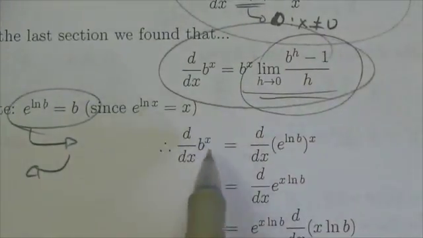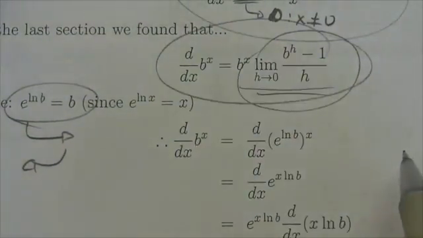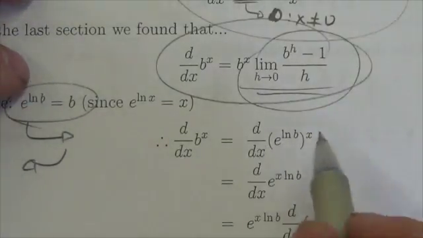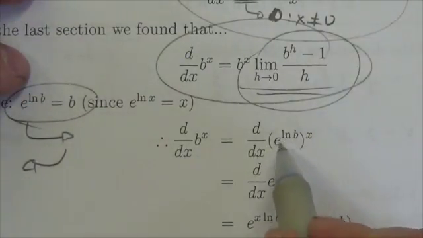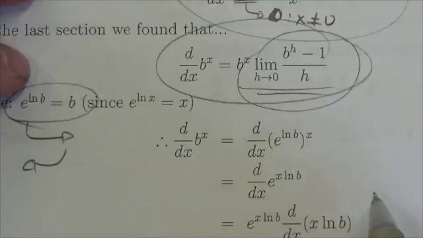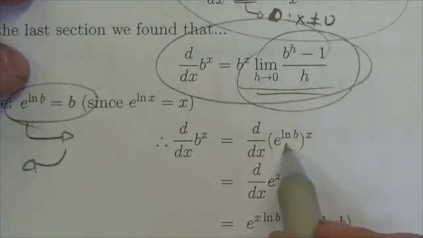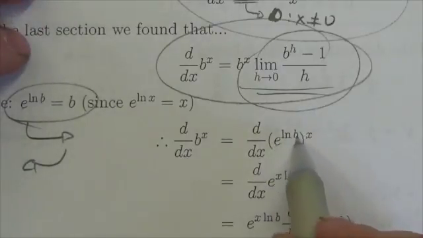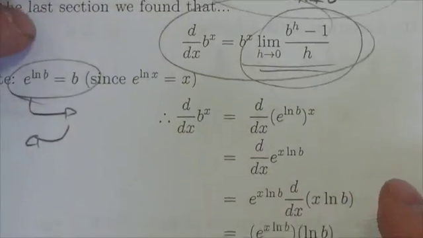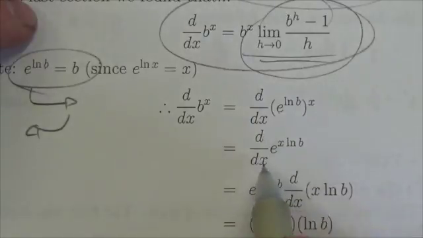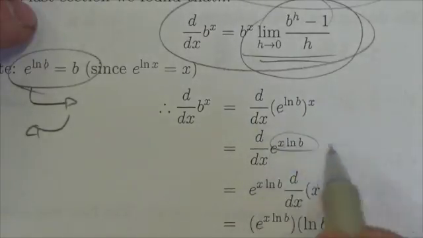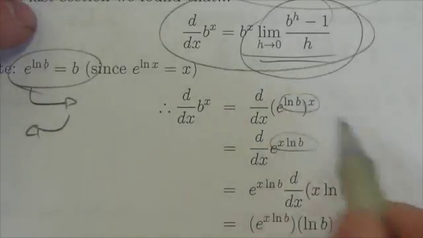What we're going to do is take a look at the derivative of b to the x, and we're going to make that the derivative of e to the natural log of b, to the x. Okay, so we're converting the base into that e to the natural log of b. This is still just b. And then we can make this the derivative of e to the x times the natural log of b. So we're just going to multiply the exponents together.